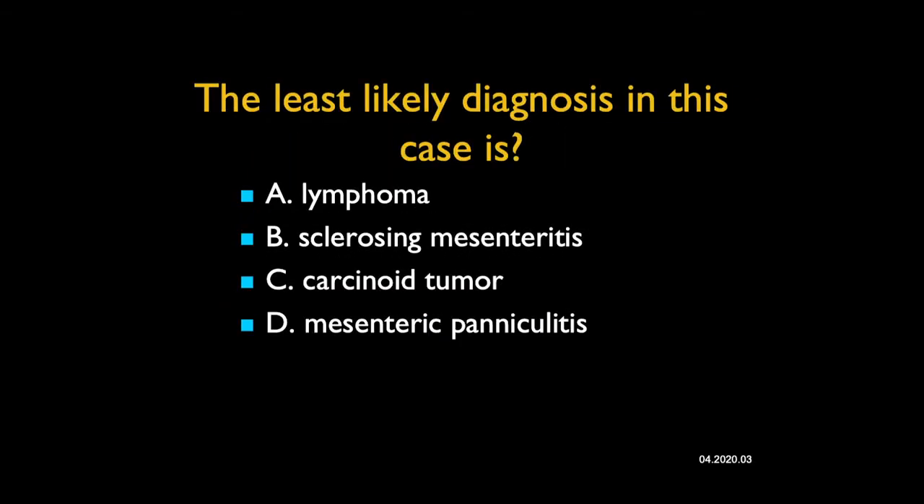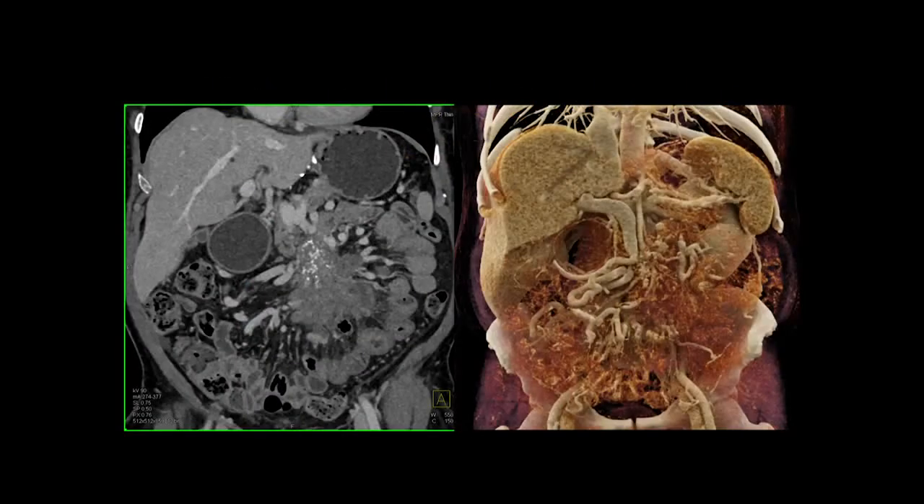In this case, I asked for the least likely diagnosis. What do you see on the coronal and on the cinematic? You see an infiltrating process that has calcifications encasing the vessels, particularly on the venous side. It's infiltrating into the mesentery. Now, it is true lymphoma rarely calcifies unless it's been treated, but maybe it's treated lymphoma, which recurred or is still present. Sclerosing mesenteritis is a great diagnosis, infiltrating process, calcifications, and carcinoid is also a great diagnosis, infiltrating.